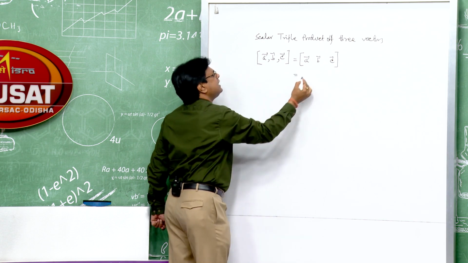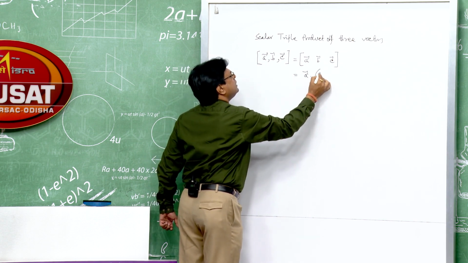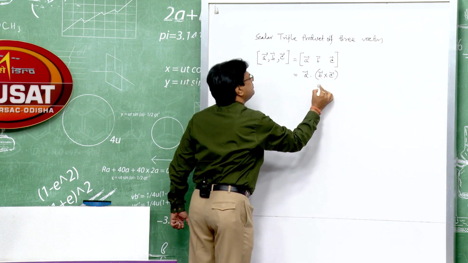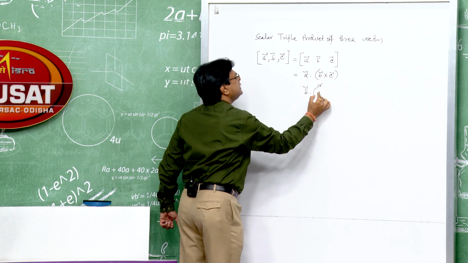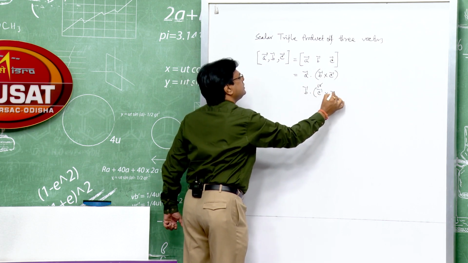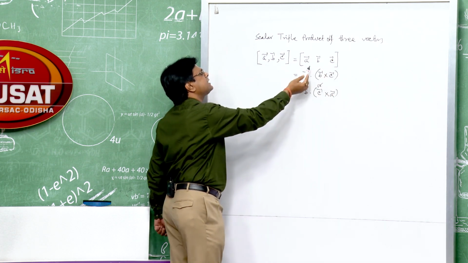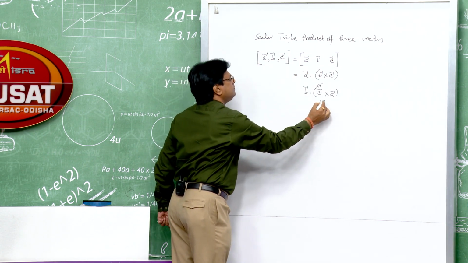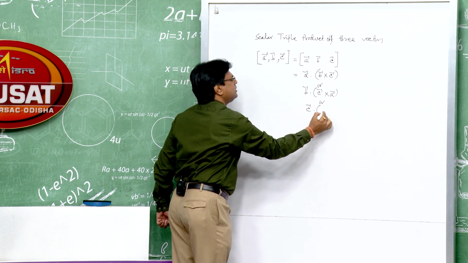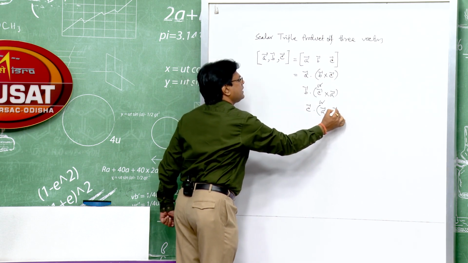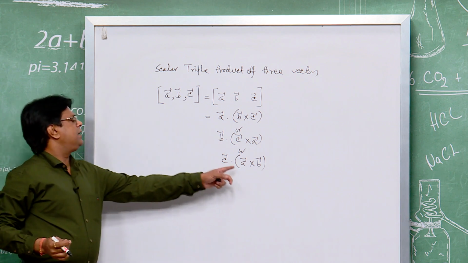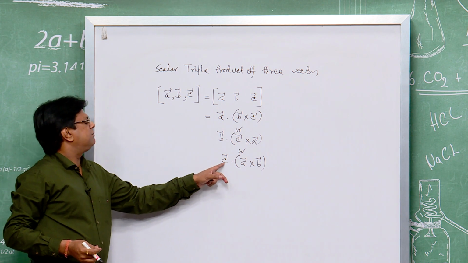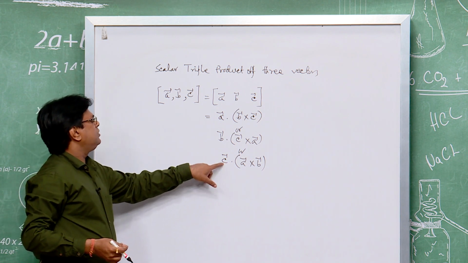This can be written as A dot B cross C, or B dot C cross A. The order should be maintained. In this case, we can also take C dot A cross B. So, easily you can find A cross B, and then take the dot product with the C vector.